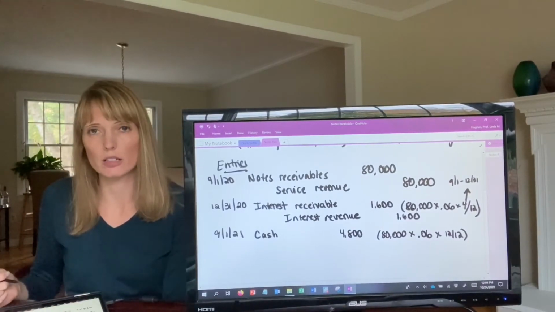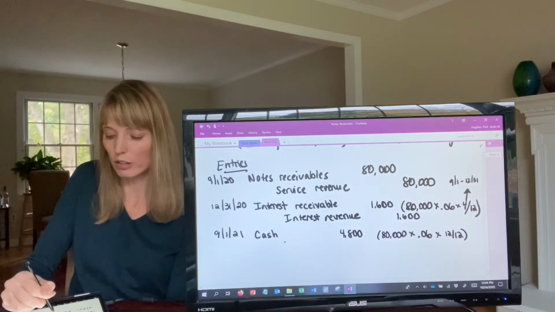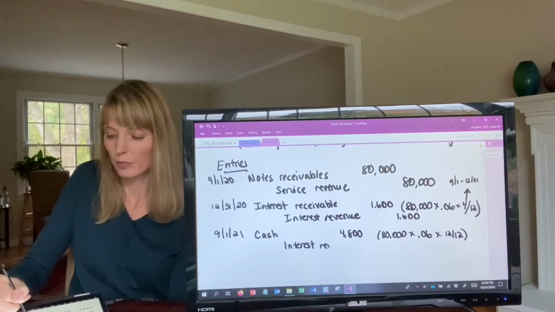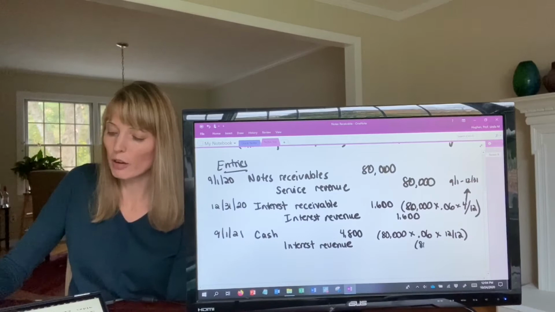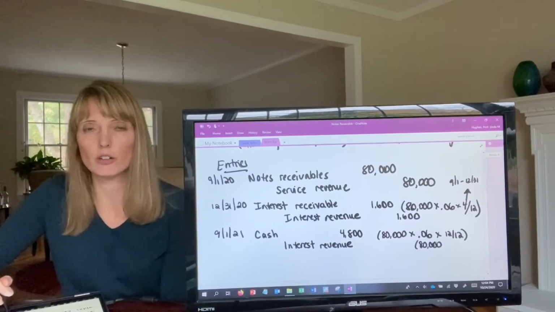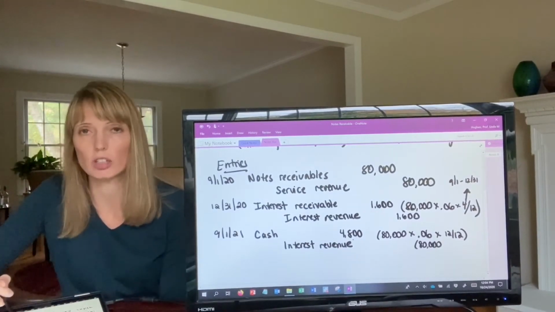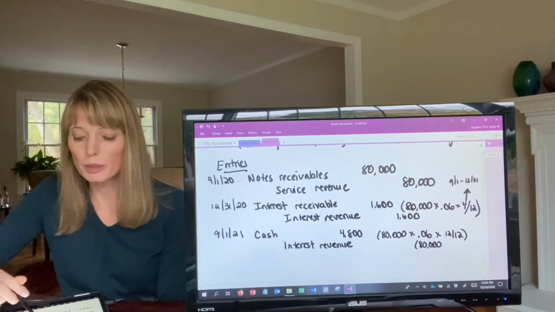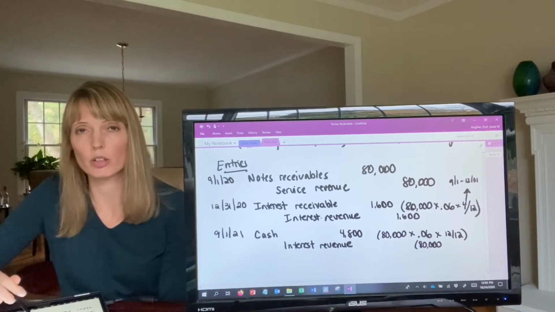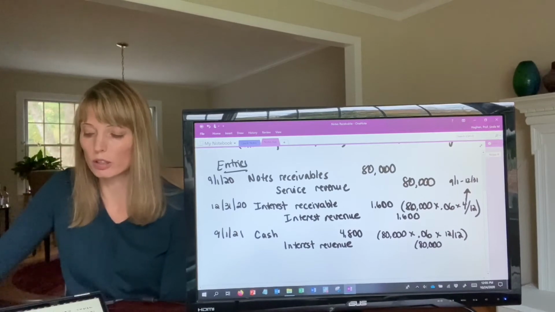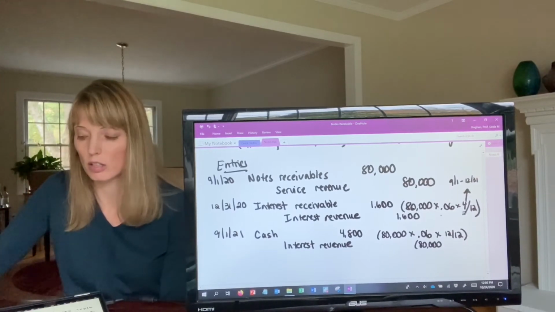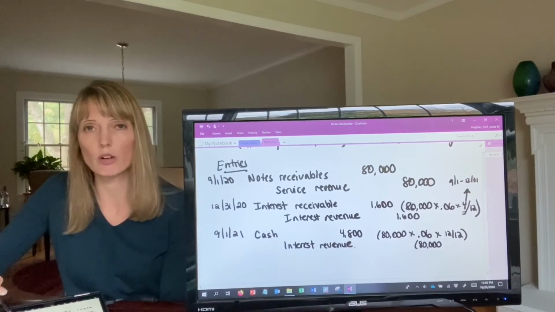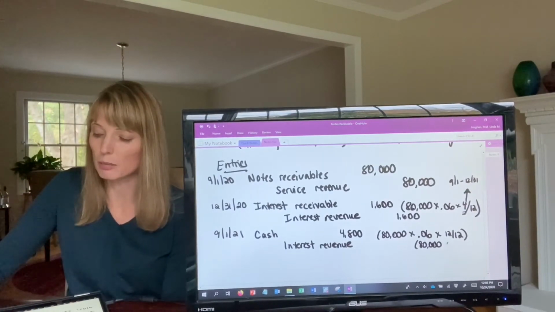How about the credit side to this? Well, one of our credit accounts is going to be for the interest revenue. How much interest revenue? Well, we have to think about how much was earned. The entire $4,800 has not been earned this year. Why not? Well, because on December 31st of 2020, we recorded the fact that 4 months of the interest had been earned. Now what we're doing is recording the revenue related to the remaining 8 months.